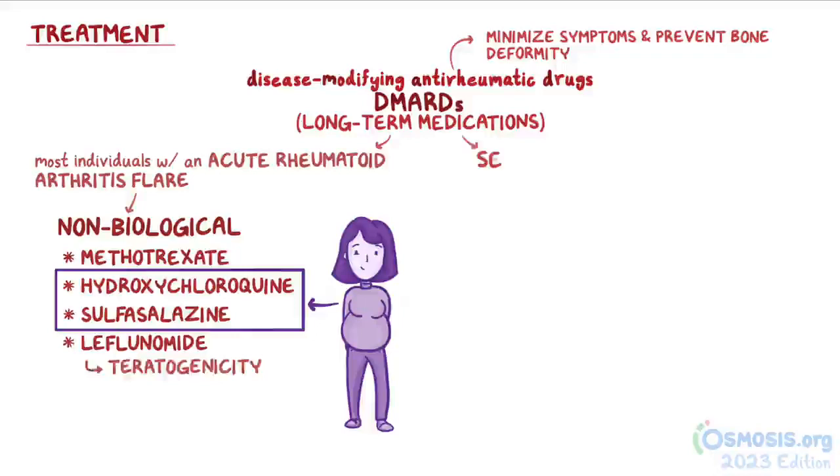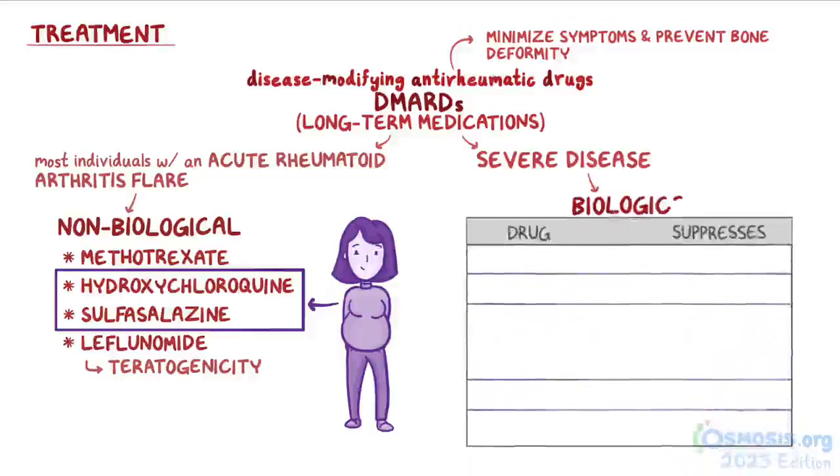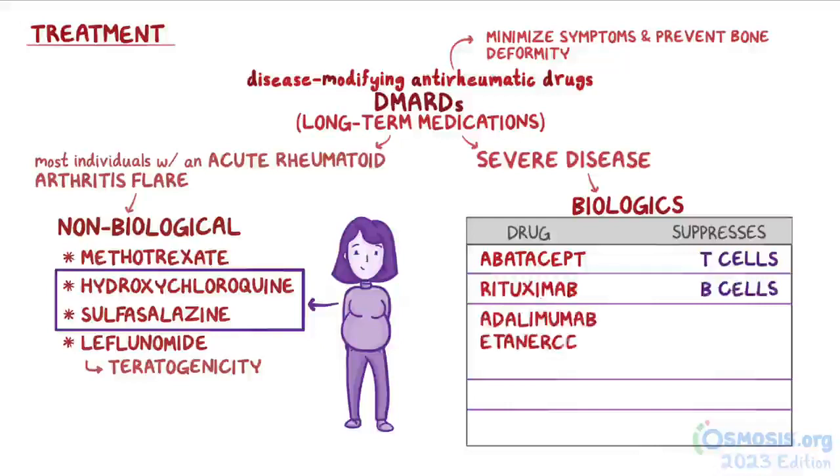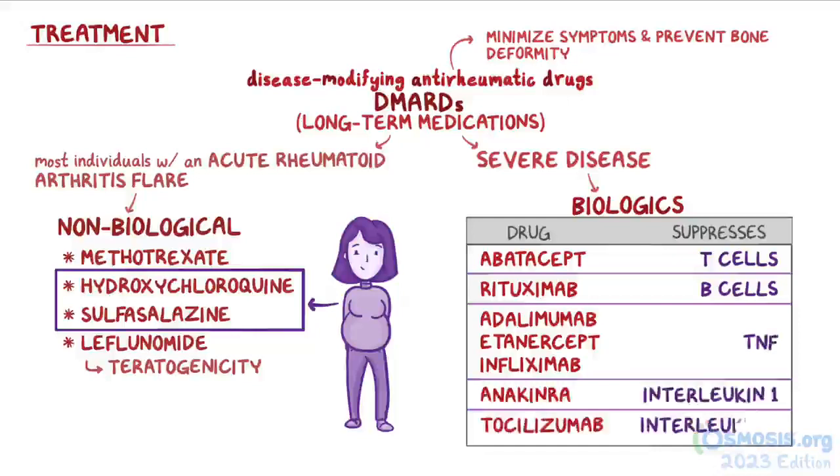And individuals with severe disease get biological DMARDs, also called biologics, all of which suppress some part of the immune system. For example, abatacept suppresses T cells and rituximab suppresses B cells. Some block cytokines, for example, adalimumab, etanercept, and infliximab all inhibit tumor necrosis factor or TNF. Anakinra blocks interleukin-1 and tocilizumab blocks interleukin-6.